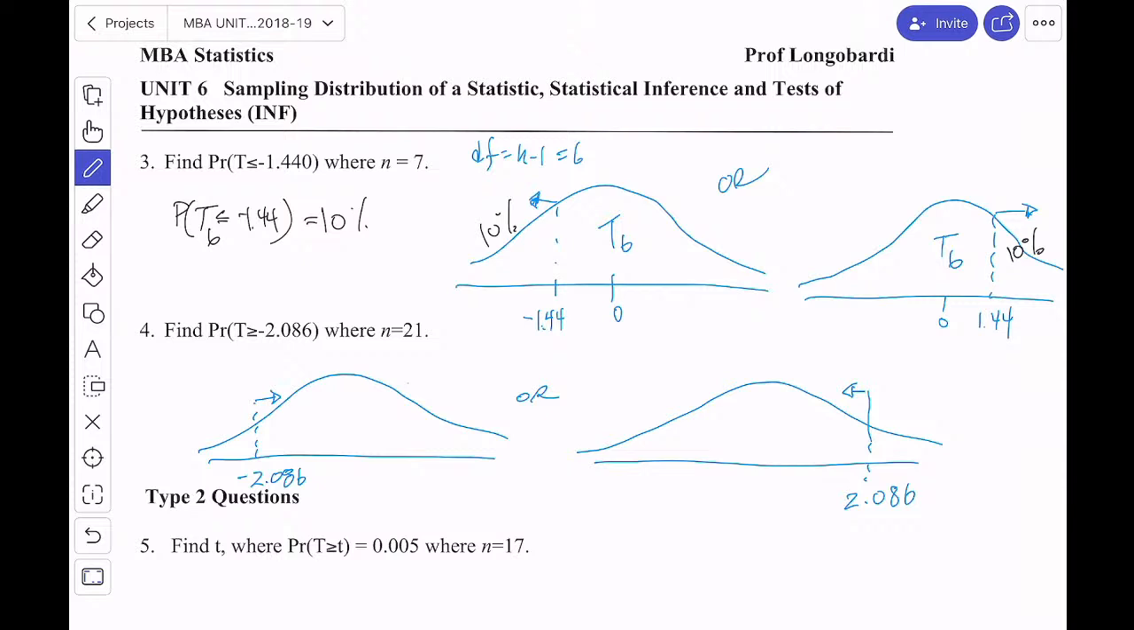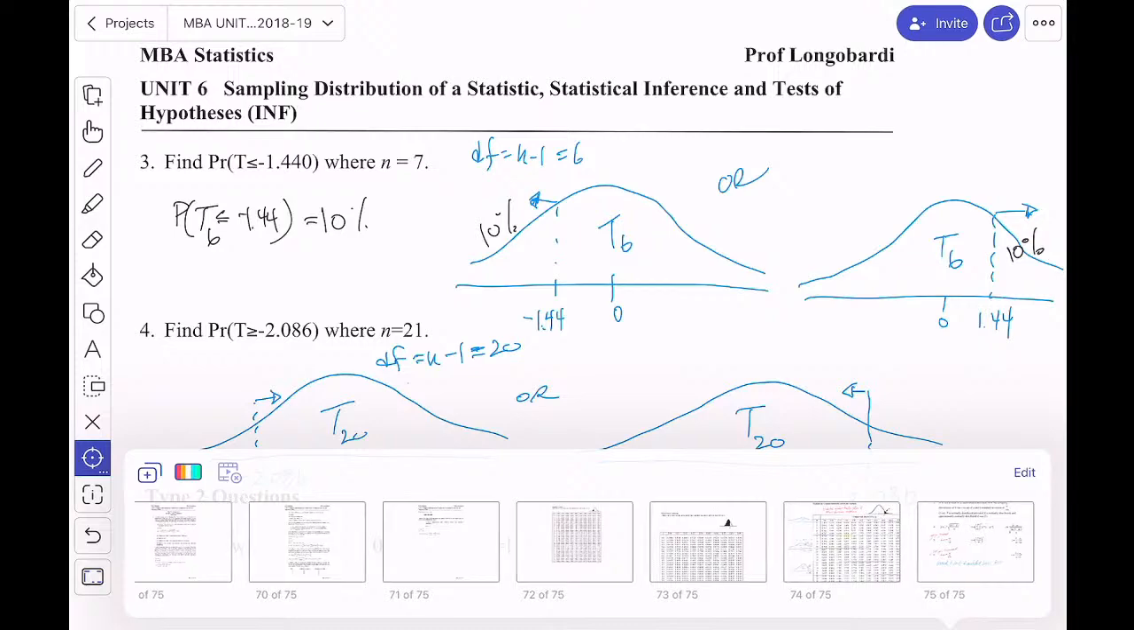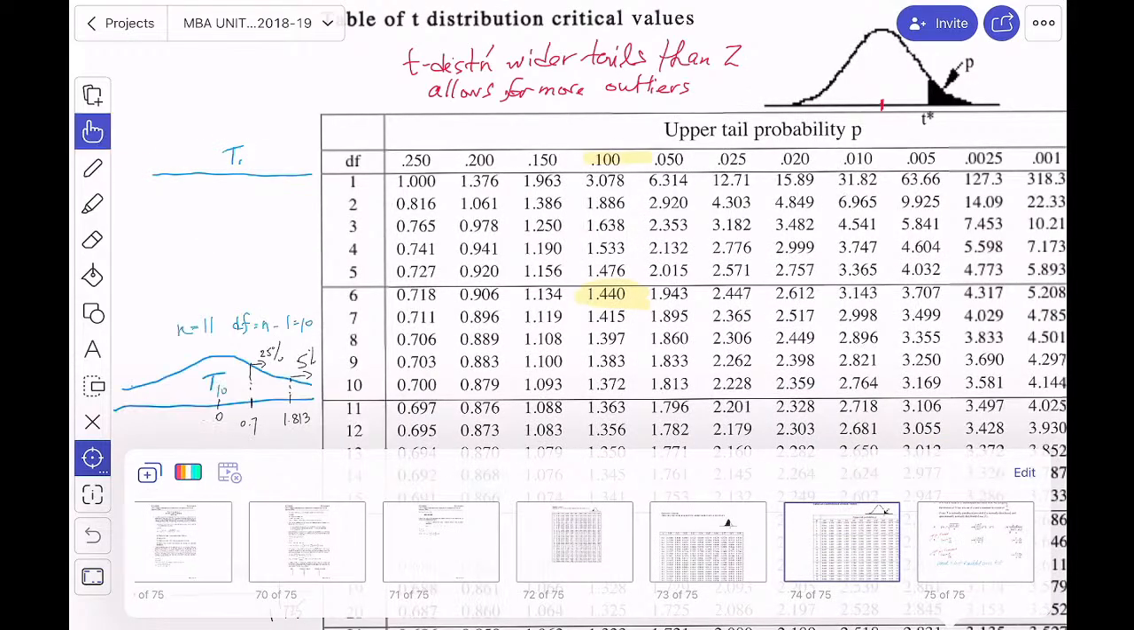So the table only gives me the right side. So I have to write T20, and degrees of freedom equals n-1 equals 20. Now I'll go to the 20th row and look for this number, 2.086. And now it's a large area, right? It's not the upper tail. I have to do 1 minus to get my answer. So let's go 2.086 on the 20th row.